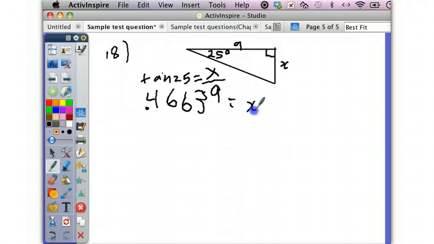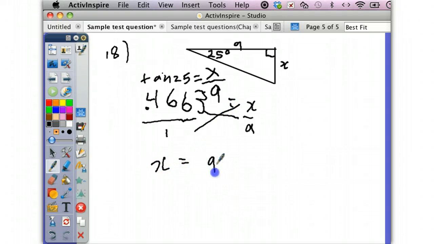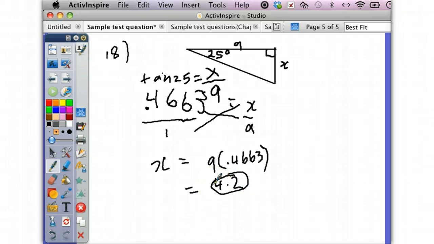Equals X over 9. All right, let's go down. You have a seat. What am I going to do now here? Cross multiply, and then X equals 0.4663 times 9. You get 4.2, rounded. All right. Okay, make sure you know your concepts. Also make sure you know how to do these questions.